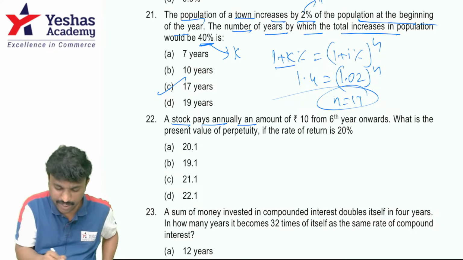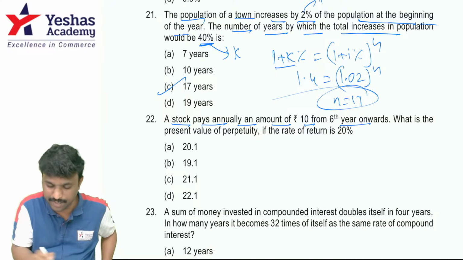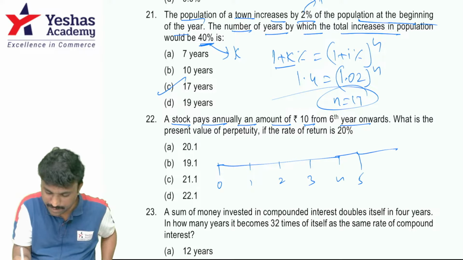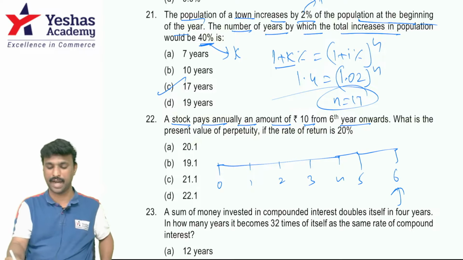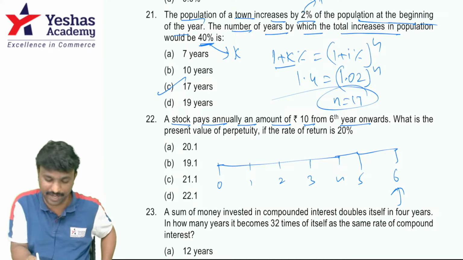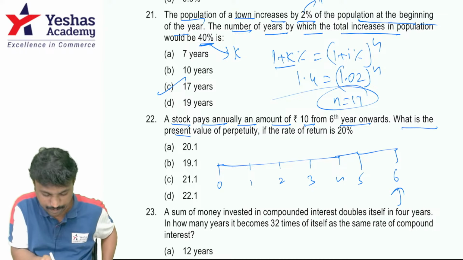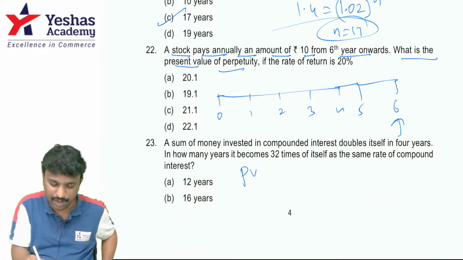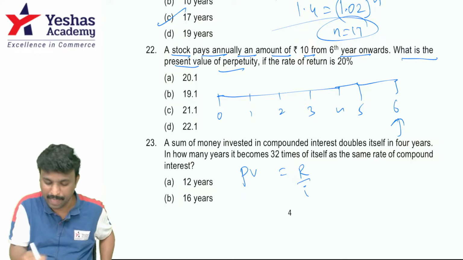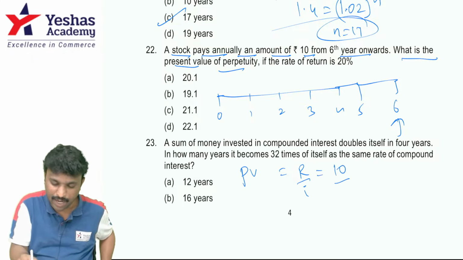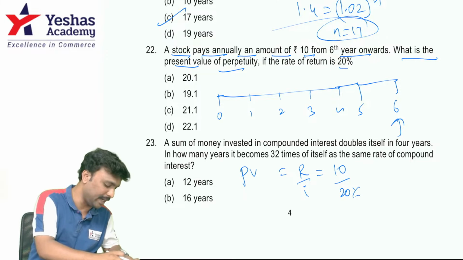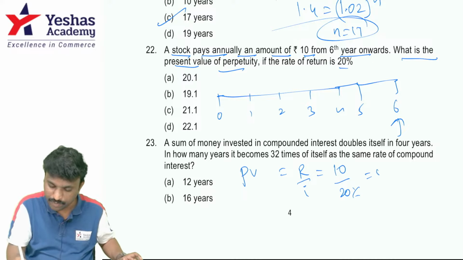A stock pays annually an amount of rupees 10 from 6th year onwards. From which year onwards? 0, 1, 2, 3, 4, 5, 6. So from here onwards, it starts giving a yearly payment of 10 rupees. What is the present value of this perpetuity? So what is PV of perpetuity first of all? PV of perpetuity is R by i. So what is the receipt amount? 10. And what is i? 20%. So take your calculator, 10 divided by 20%, which gives you 50.